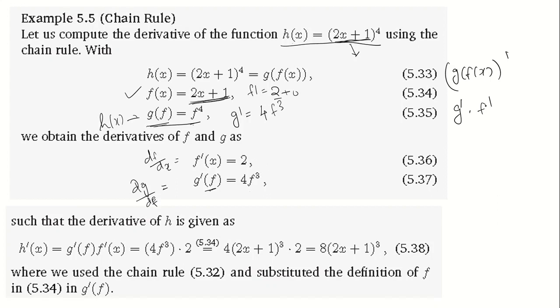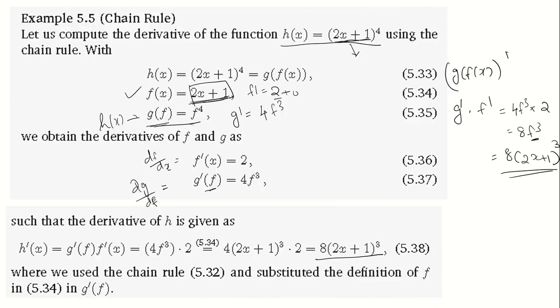And how do we find the final derivative? g dash into f dash. So g dash is 4 f raised to 3 into f dash, which is 2. It is actually 8 f raised to 3. And what is f? f is 2x plus 1. So it will be written like 8 into 2x plus 1, all raised to 3. So that is the final answer we get. That's how we apply the chain rule.